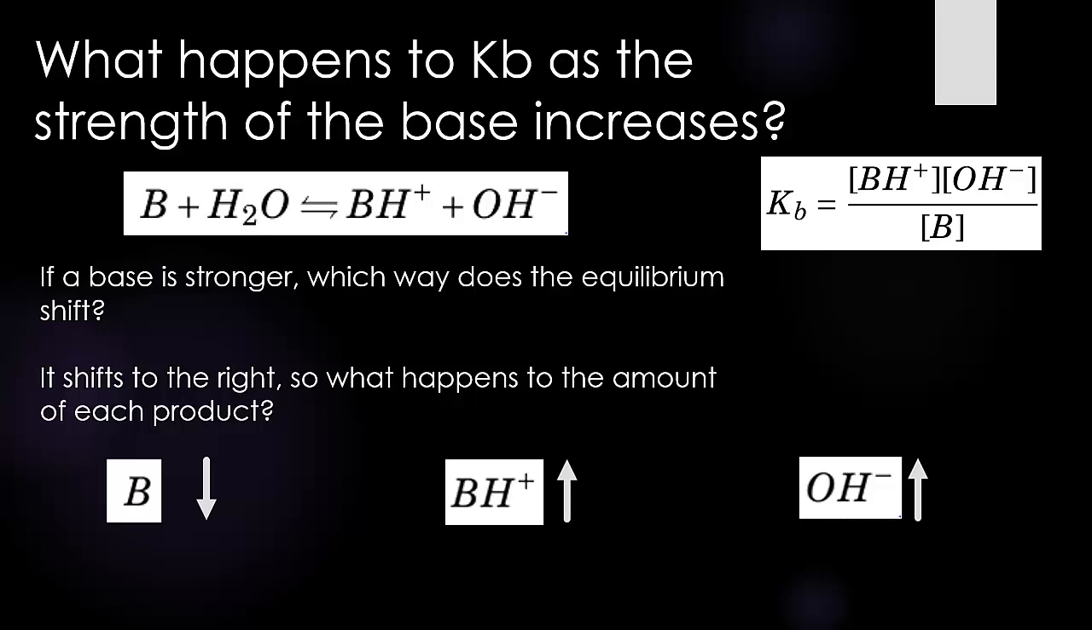Since both of the ones that are increasing are in the numerator and the one decreasing is in the denominator, the Kb must go up if the base is getting stronger, meaning that we can now rank how strong a base is by looking at the Kb. The stronger the base, the higher the Kb.